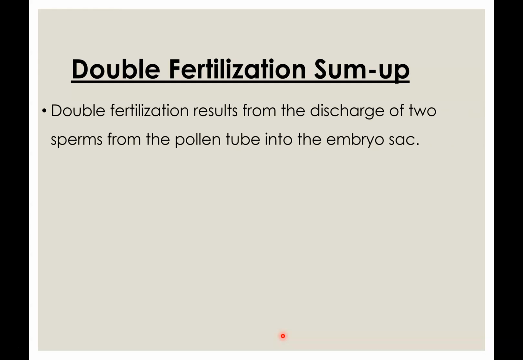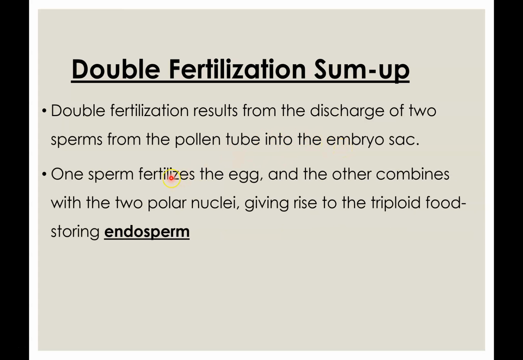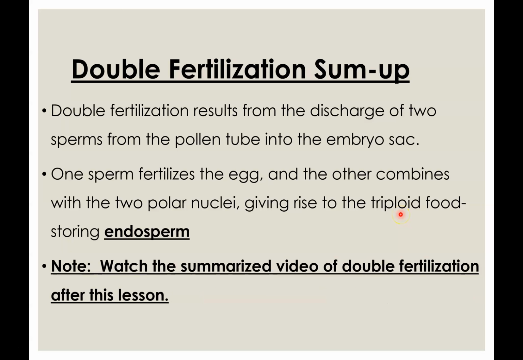So let's sum up this part, which is very important for you to understand how plants undergo double fertilization. Double fertilization, again, results from the discharge of 2 sperms from the pollen tube into the embryo sac. And 1 sperm fertilizes the egg, and the other combines with the 2 polar nuclei, giving rise to the triploid food-storing endosperm. That means it's 3N. It's 3 sets of chromosomes.